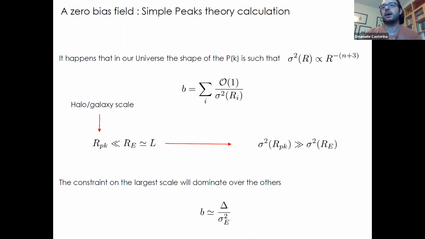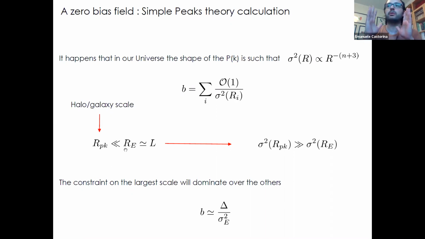So just quickly, what happens is that when you try to calculate what is the value of this bias, it's usually a number of order 1 divided by the variance of the small scale fluctuation sigma squared. And here I'm doing a sum over different scales because we don't know what are the important scales for deformations of a galaxy or for the selection of a particular sample. So one scale is, of course, the halo or galaxy scale. This is what I call R peak.